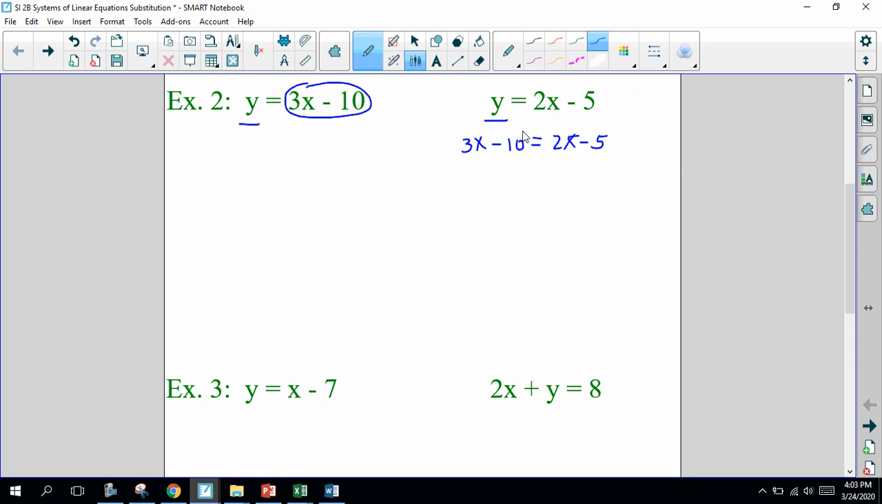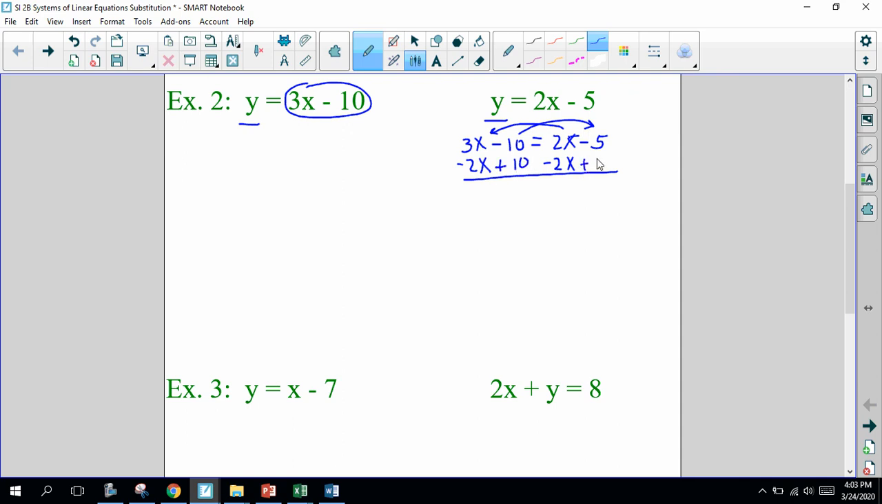And then as I solve this, I want to get all my variables over here to one side. So I'm going to minus the 2x to make that happen. So if I minus 2x there, I got a minus 2x on the other side, keep my equation in balance. And if the variables are moving to the left, that means my number terms have got to move over here to the right. So we add 10 to each side.